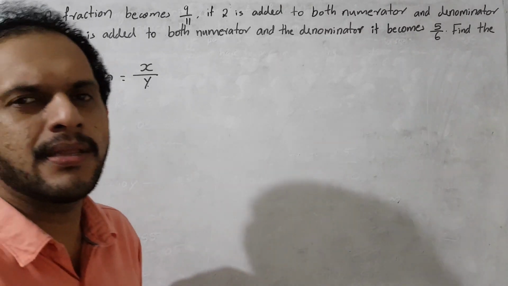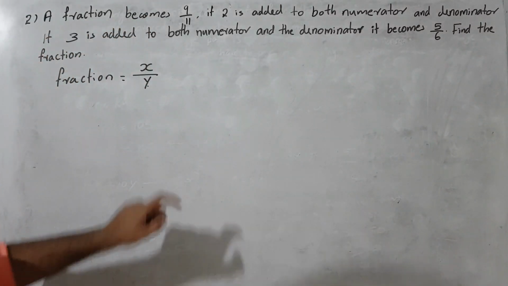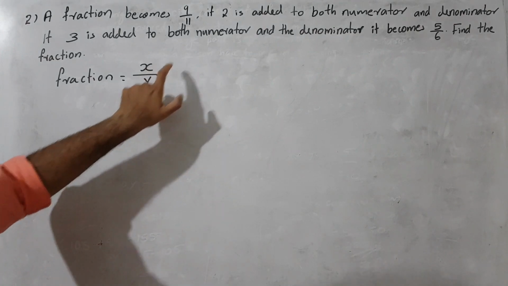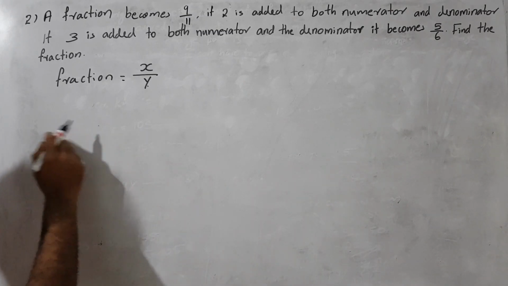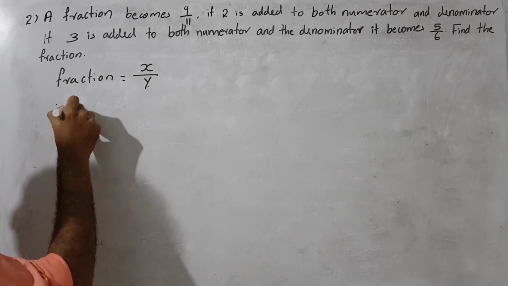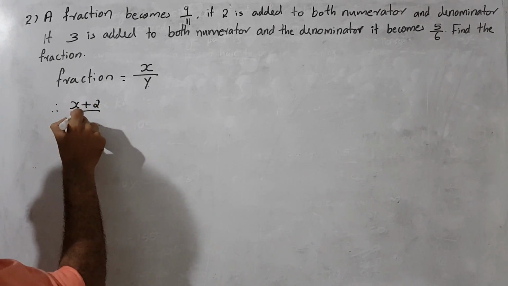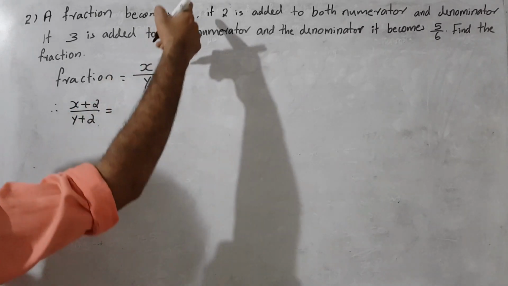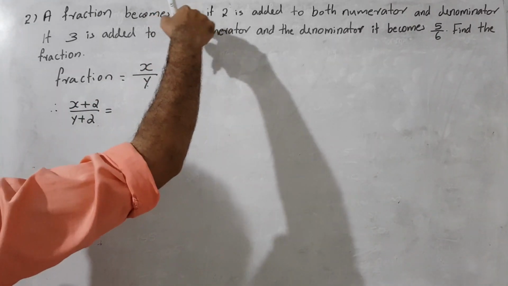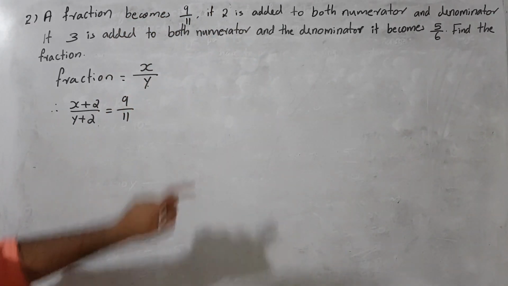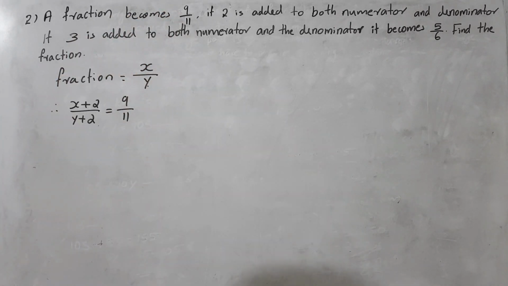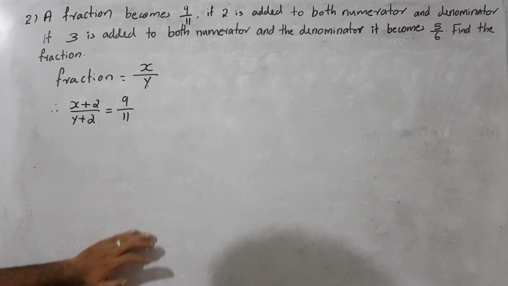Then what is the change that happened the first time? The first time we add 2 to both numerator and denominator. അല്ലേ, ആദ്യം ഇതിന്റെ ന്യൂമറേറ്ററിനോടും ഡിനോമിനേറ്ററിനോടും 2 ആഡ് ചെയ്യുന്നു. So x plus 2 by y plus 2 is equal to, what result do we get? That time the fraction becomes 9 by 11. 9 by 11. Now we have both sides of the equality sign in the form of a fraction, correct?